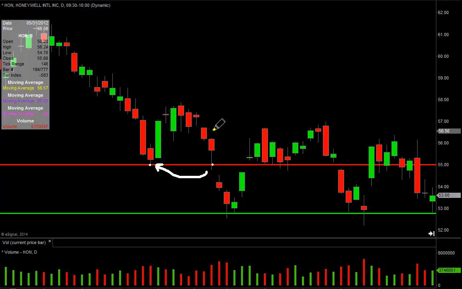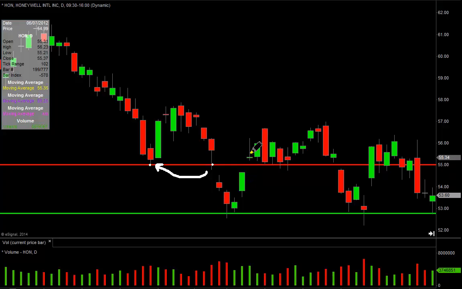Now remember, just because you have a hammer, confirmation is required. Was this candle confirmation? No. Not only did it gap down, not only was it red, but as you can see now, look, we have another piece of perspective. It gapped down below this area of support. So, nope, that hammer candle was not confirmed.